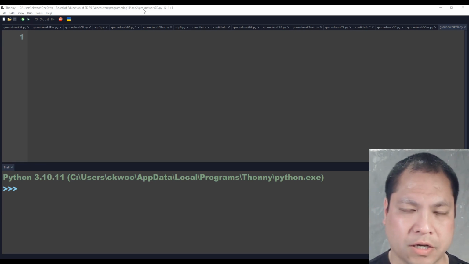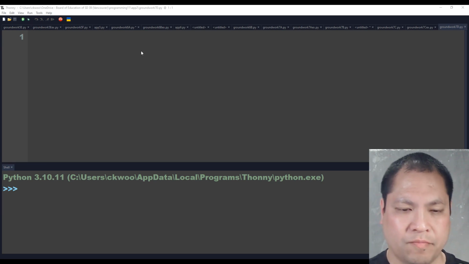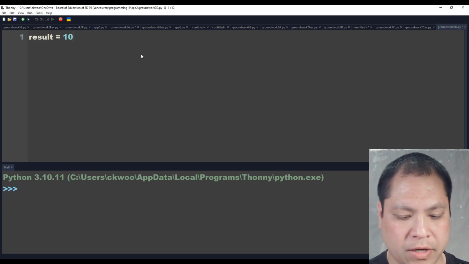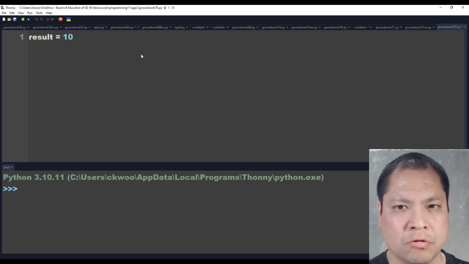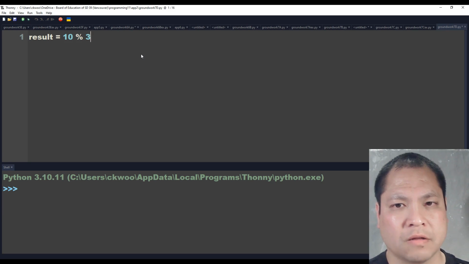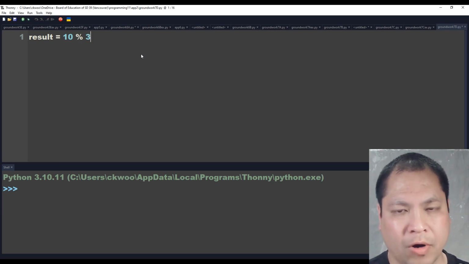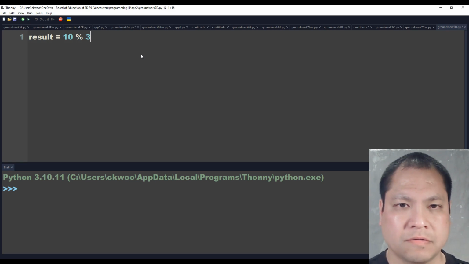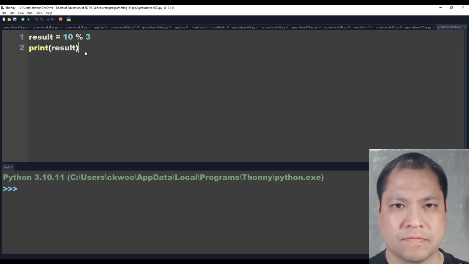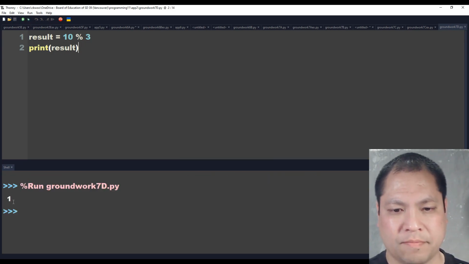So let's take a look at an example. So result equals 10 modulo 3. The way that we denote the modulo operator is with the percent sign. So this should give us the answer 1. We have to print it. And we will get 1.